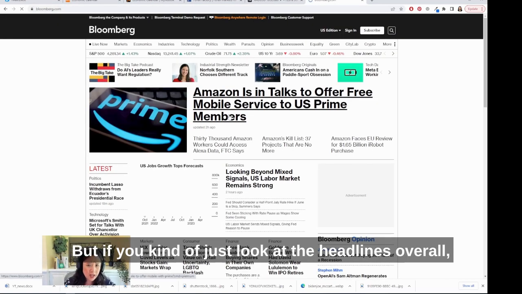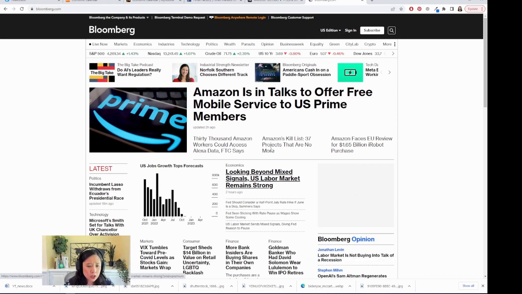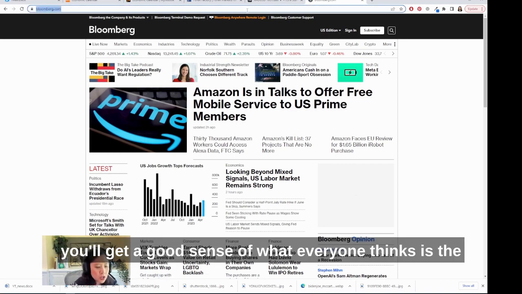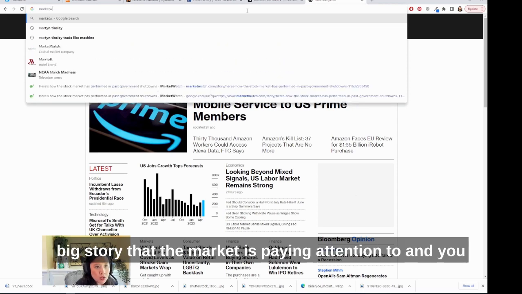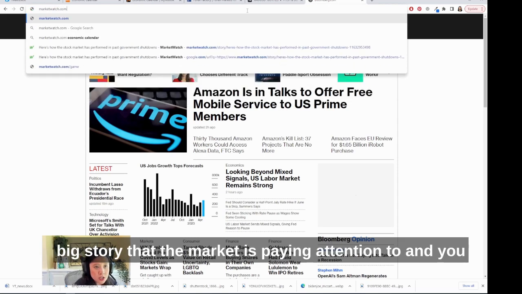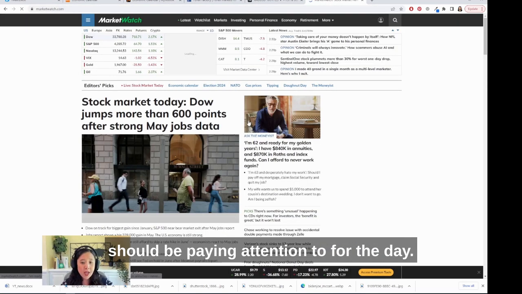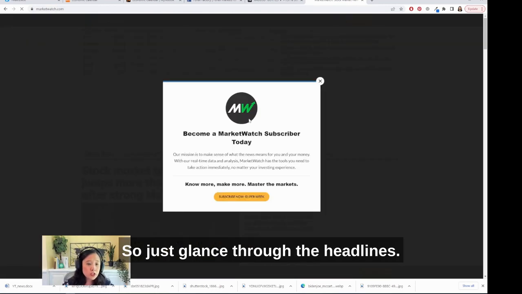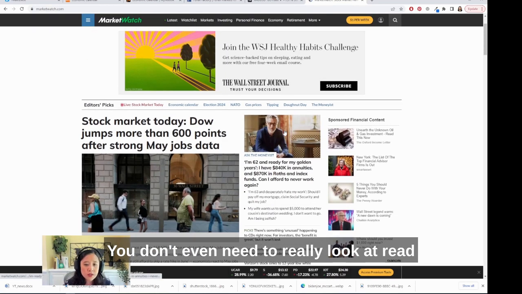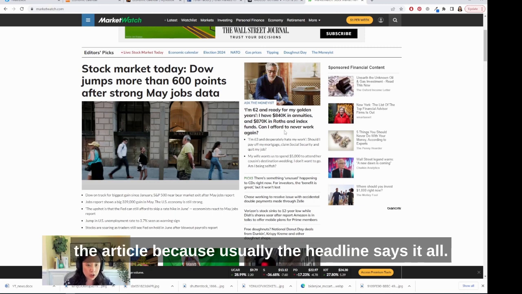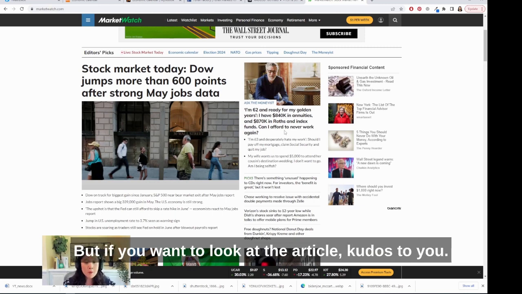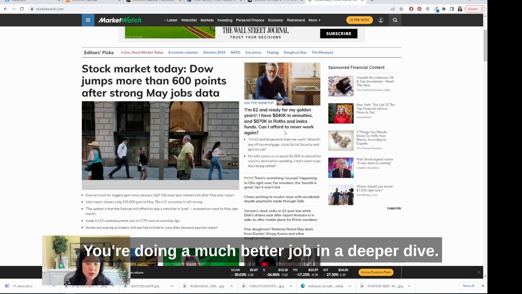But if you just look at the headlines overall, you'll get a good sense of what everyone thinks is the big story that the market is paying attention to, and you should be paying attention to for the day. So just glance through the headlines. You don't even need to really read the article, because usually the headline says it all. But if you want to look at the article, kudos to you. You're doing a much better job in a deeper dive.